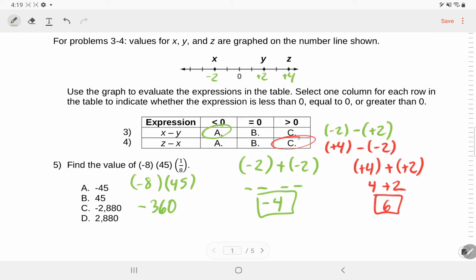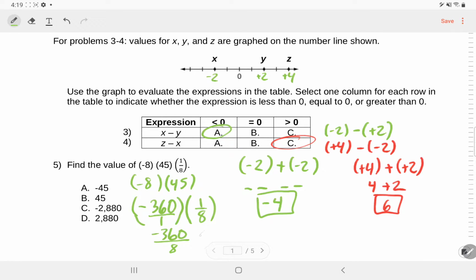Now we need to take -360 and multiply that by 1/8. Whenever we're multiplying with fractions, we want to make sure that both of them are written as a fraction. So we have -360 times 1, which gives us negative 360. And 1 times 8 equals 8. When we're multiplying fractions, we're just multiplying left to right. And our sign is going to be negative because we have two different signs, a positive sign and a negative sign, which gives us a final solution of a negative answer.